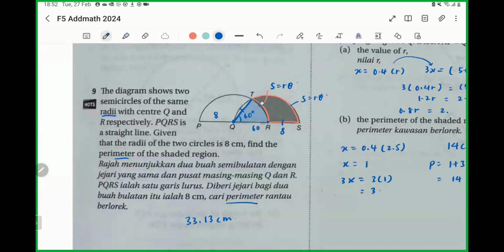So how do you find the TR? TR is actually something like this. This is 8, 60 degree. This is TR. So S equals to r theta. Then we will need the theta to be in radian. So I will need to change the 60 degree to radian, times pi over 180. If I simplify them, I'll get pi over 3. So 8 times pi over 3. So you will get 8 over 3 pi. This part okay, TR.